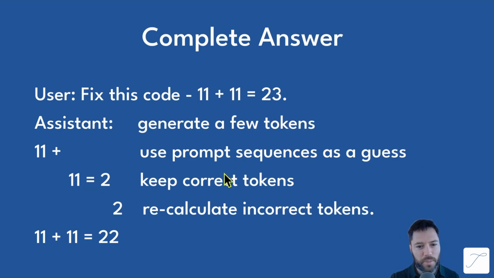So if we go through the steps: generate a few tokens, 11 plus, use that to find a reasonable guess in the prompt, keep the correct tokens, which would be 11 equals 2, and then forward pass again to get the final token here. So this is the example of vLLM. And you can see that this is pretty much how OpenAI will work as well, except you're searching for these n-grams or good guesses not in the prompt, but in the prediction text that you provide to the API.